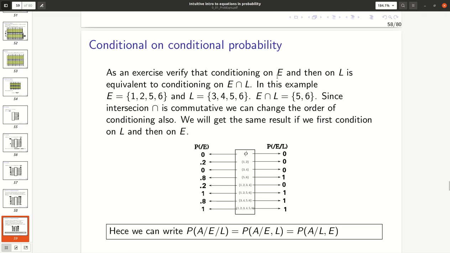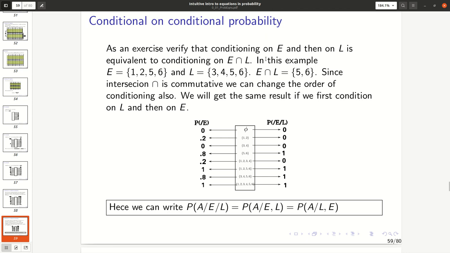As an exercise, verify that conditioning on E and then on L is equivalent to conditioning on E intersection L. In this example, E was 1, 2, 5, 6 and L was 3, 4, 5, 6. So instead of doing conditioning twice, you just do conditioning only once on 5 and 6 and you should be able to get the same value here.